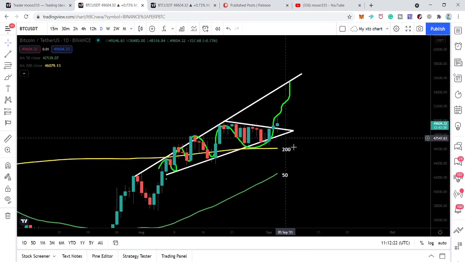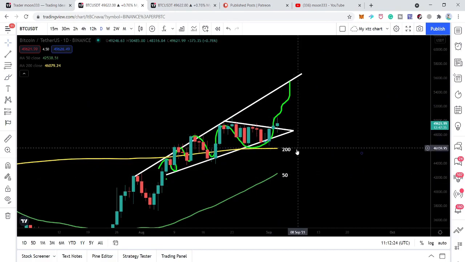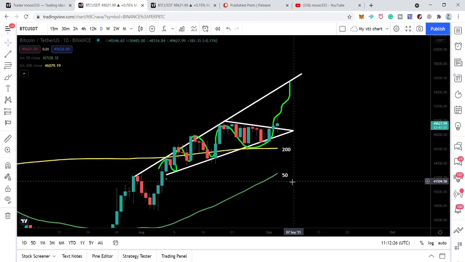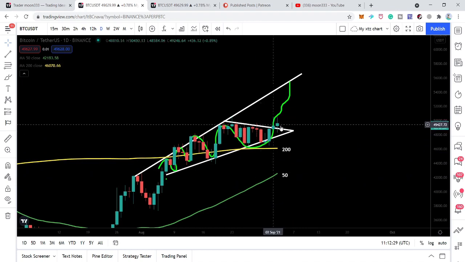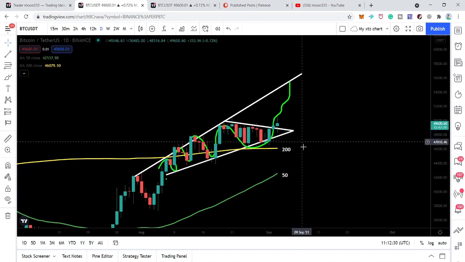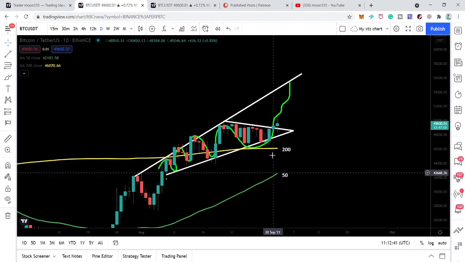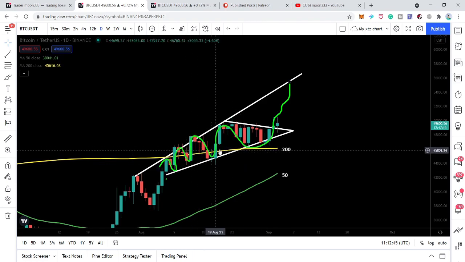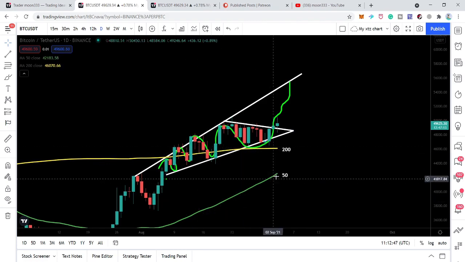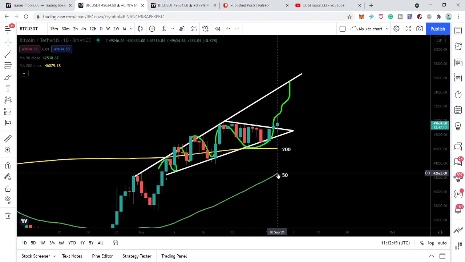And here I have also placed the 200 and 50 simple moving averages. I'm showing you this again and again, almost in every video, that we are going to have a golden cross formation on the daily time frame very soon. And you can see how much closer these moving averages on the daily time frame are. This is the 200 simple moving average, this is the 50 simple moving average on the daily time frame.